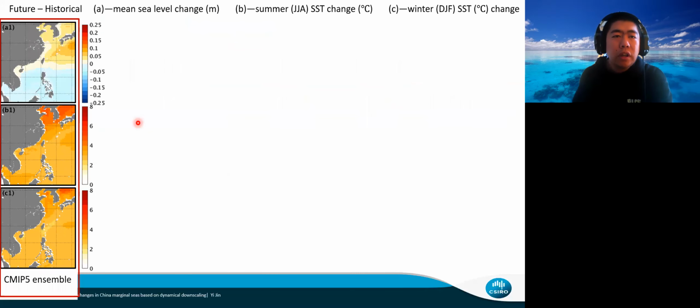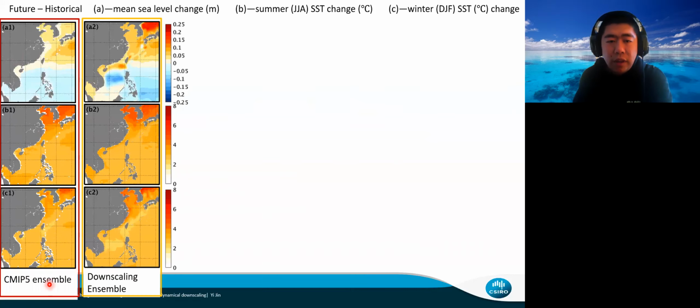Here is the result. It is the differences between the future and the historical period. A is the mean sea level change, and B, C are the summer and winter SST change respectively. And these 3 figures come from the CMIP5 ensemble. And here is the result of the downscaling ensemble, which is very similar to the CMIP5 ensemble, but with more details revealed in the marginal sea.